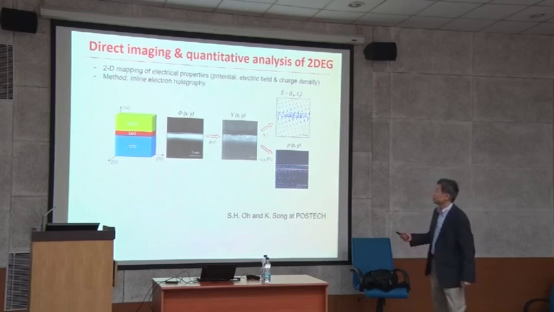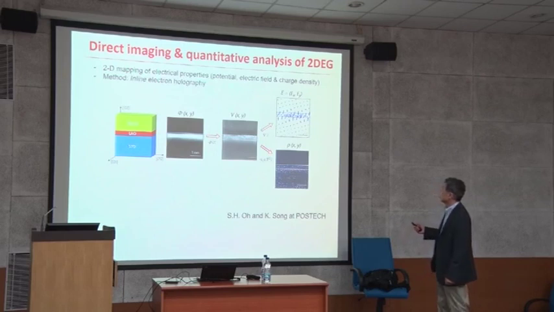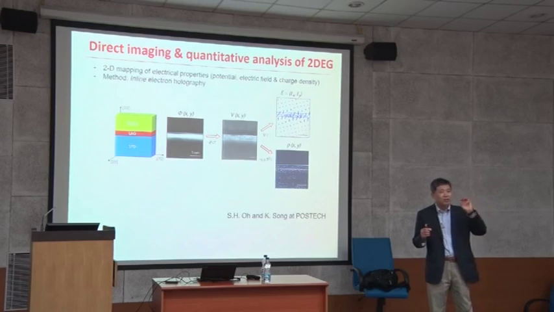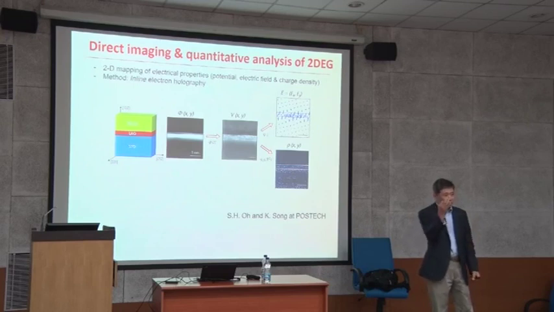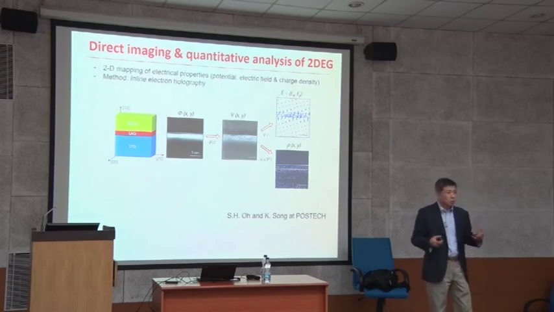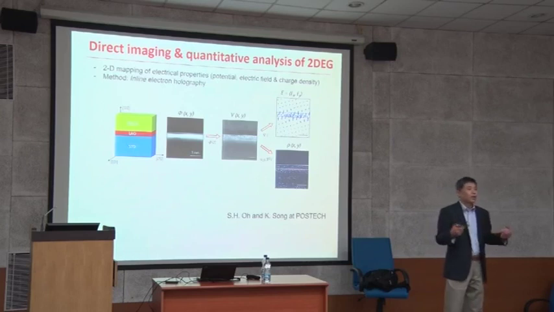Okay. So this one is two-dimensional mapping of electrical properties: potential, electric field, and charge density, as well as atomic configuration like ionic displacement, and any defects, even oxygen vacancies. You can combine atomic structure from TEM-based techniques with this holography technique to get information about this kind of electrical information. Okay, so those two are really interesting, as no one has done this in this system. So we're going to try and see what happens.